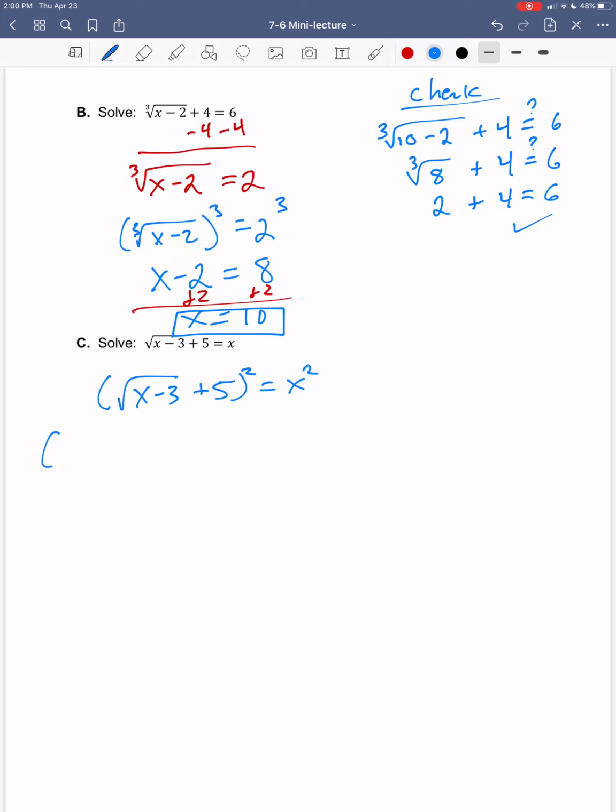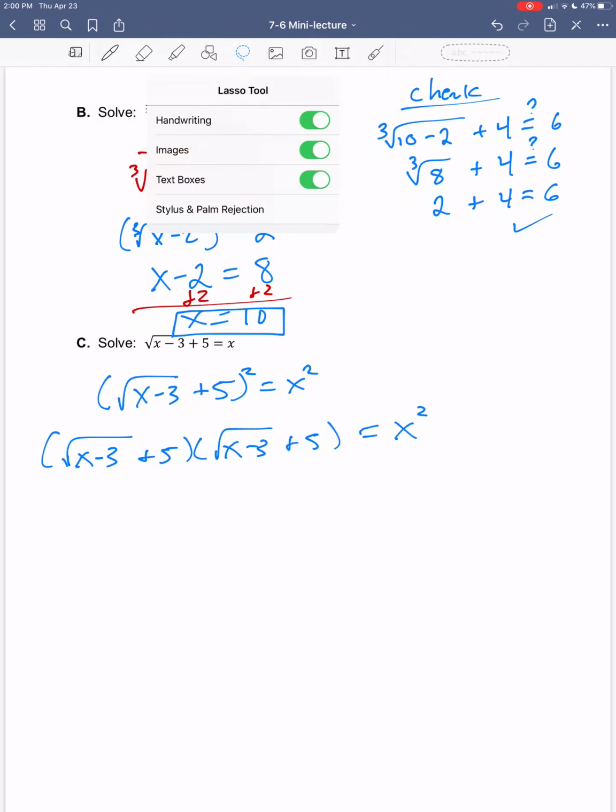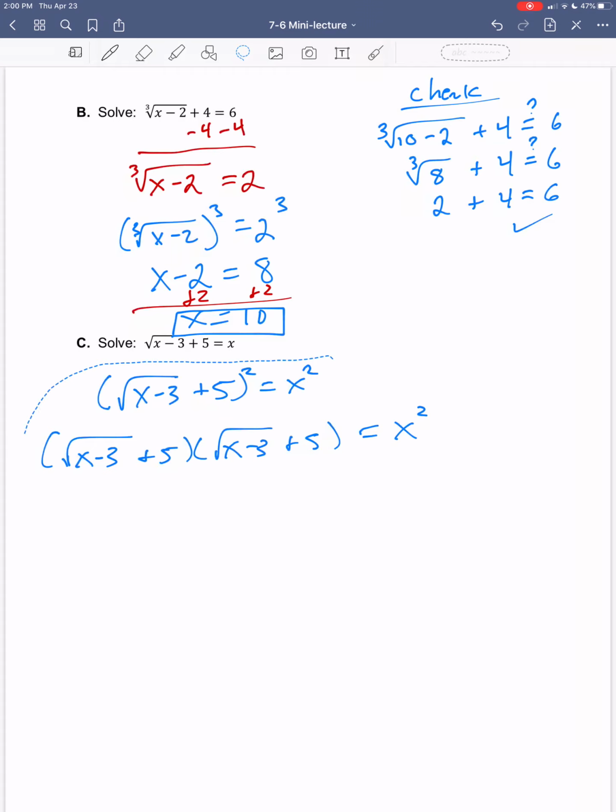And what I would have to do here then, to really do this correctly, I would need to write that down twice. And now do FOIL. The problem is when I do FOIL, when I do first here, the square root times the square root will cancel out and I'll get rid of the square root. But when I do outer and inner, I'm going to get a square root back. And so I'm not going to get rid of the square root. So you can't do the power too quickly. You've got to wait until you get the radical isolated.